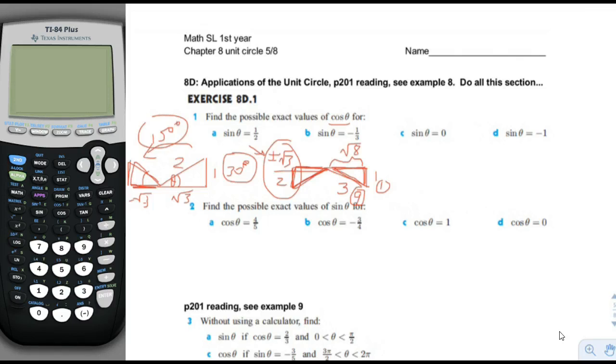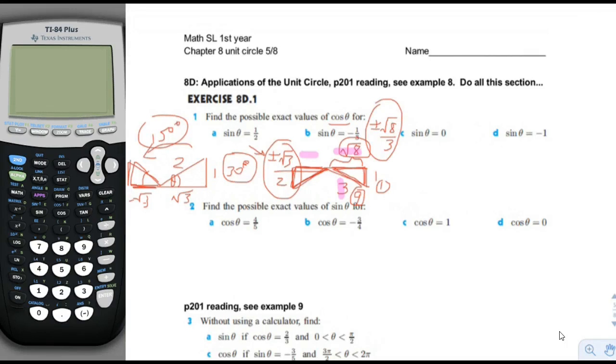If this was the square root of 8, then that would work out to be the leg for Pythagorean's theorem. So in this case, the cosine would be plus or minus the square root of 8 over 3. Okay, because I would want the adjacent over the hypotenuse. And it could be positive square root of 8 or negative square root of 8, because it could be this side also. Right? Okay.